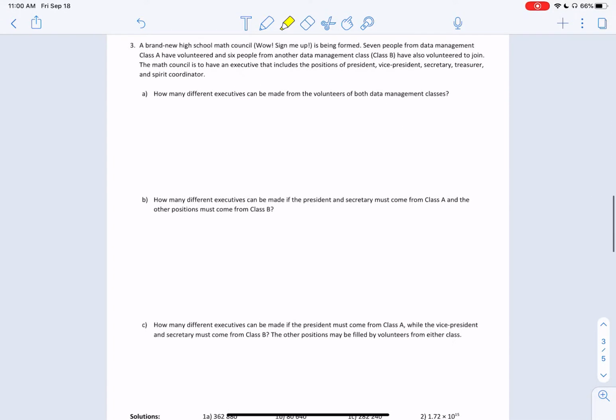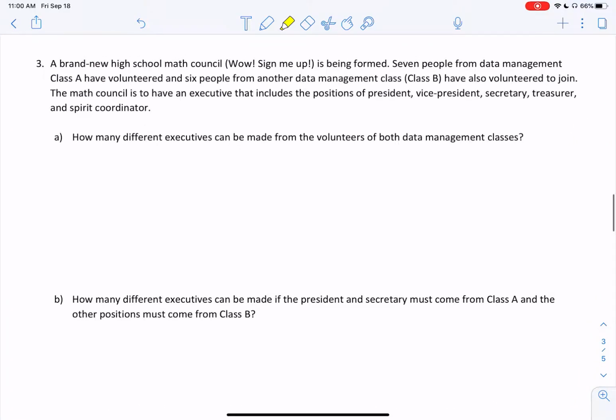Okay, let's try a few more examples. So for our next example, a brand new high school math council is being formed. 7 people from data management class A have volunteered, and 6 people from another data management class, class B, have also volunteered to join. The math council is to have an executive that includes the position of president, vice president, secretary, treasurer, and our spirit coordinator.